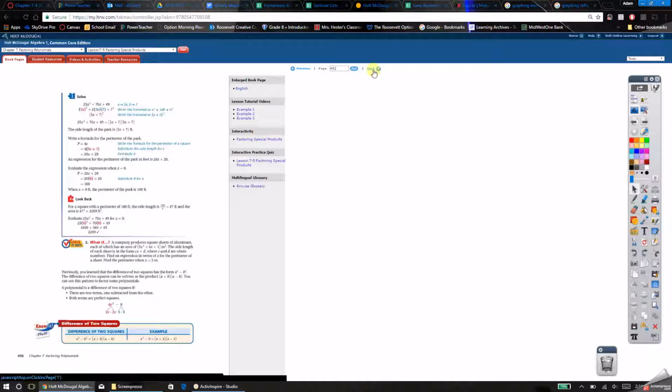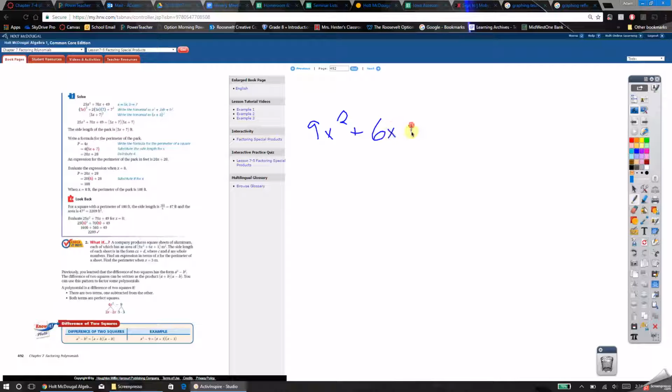So you are doing multi-steps here. The original trinomial is 9x squared plus 6x plus 1. Because it's a plus and plus trinomial, my middle term operation can be plus. The square root of 9 is 3. The square root of 9x squared is 3x. The square root of 1 is 1.